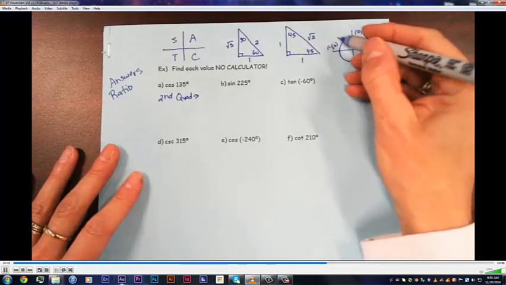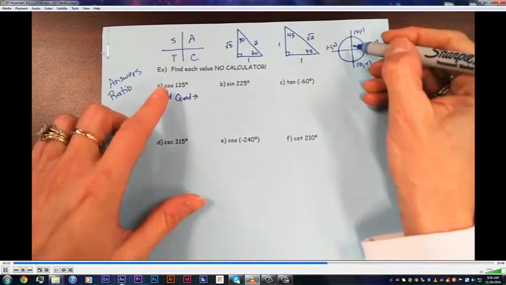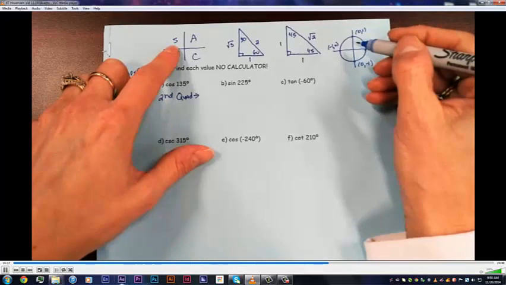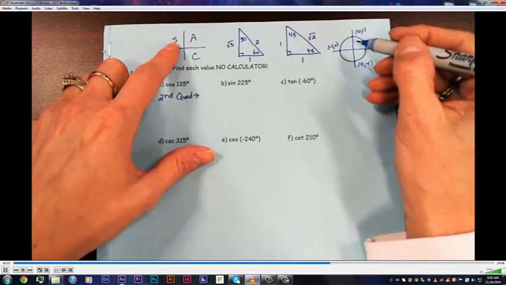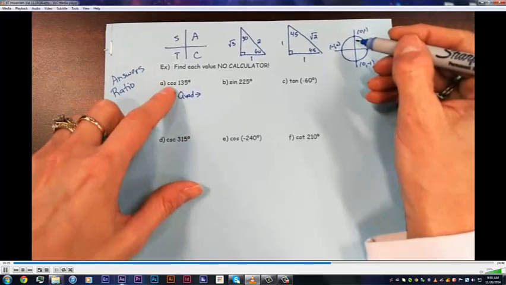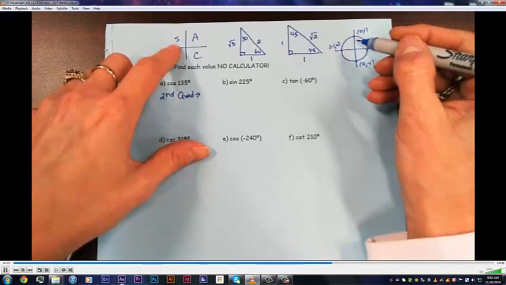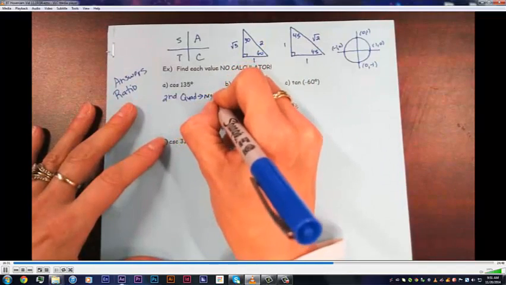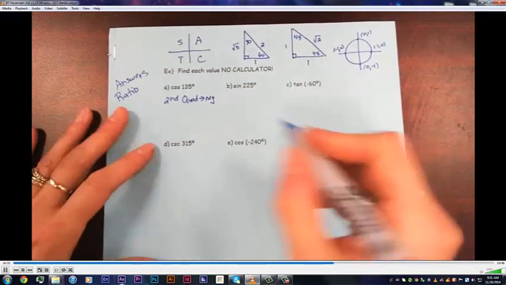So if I'm a terminal side in the second quadrant, is the cosine ratio positive or negative? Okay, looking at the all soup turns cold, the only ratios that are positive are sine and its reciprocal partner cosecant. So since I'm talking about cosine and sine is the only one positive, I know that my ratio is going to be negative.